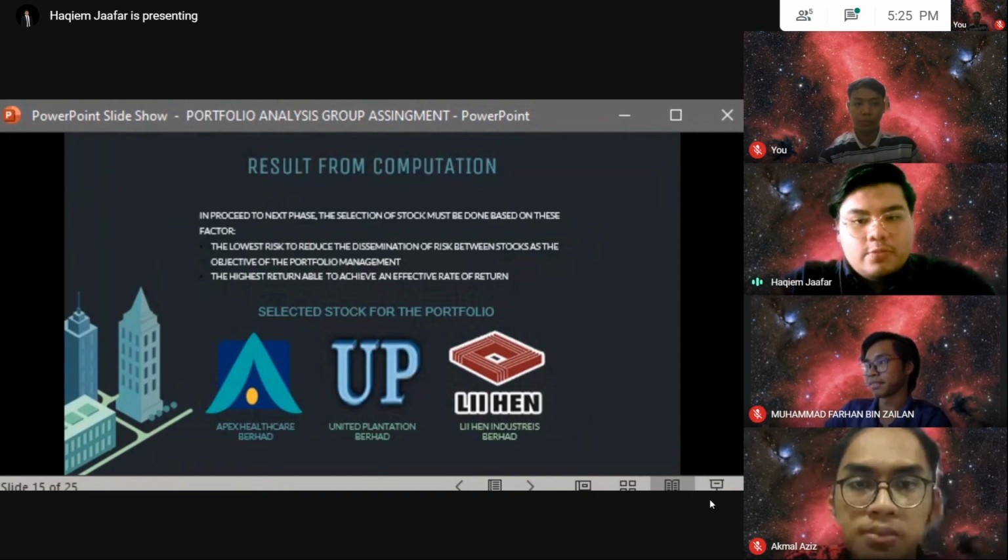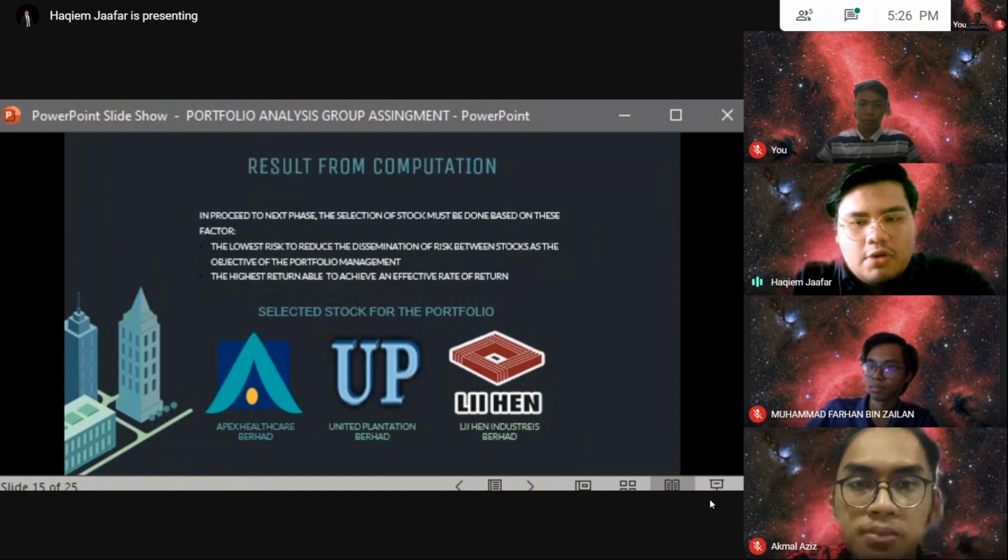Okay, from the result of the computation, we can see that to proceed to the next phase, the selection of stock must be done based on these factors. The first one is the lowest risk, to reduce the dissemination of the risk between stocks as the objective of portfolio management. And then the highest return, to achieve an effective rate of return. Below the passage, we can see we choose 3 out of 5 stocks, which are Apex Healthcare, United Plantation Berhad, and also Lihan Industry Berhad. We are ranking them, starting with Apex with the lowest rate to Lihan with the highest rate.